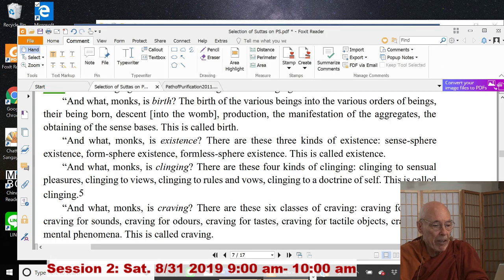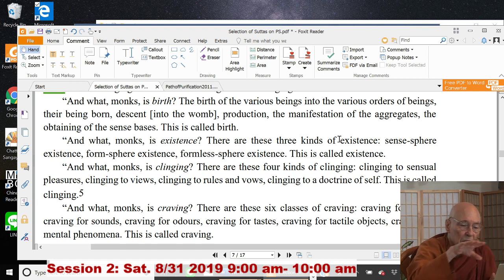And so that is what is being referred to here, that these are the three kinds of existence, the three spheres of existence: sense sphere existence, form sphere existence, formless sphere existence. So what happens at death is that depending on our karmic accumulations, the stream of consciousness will be directed to one or another of these spheres of existence.